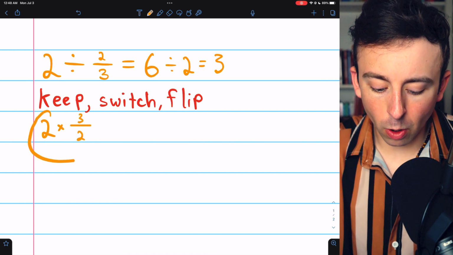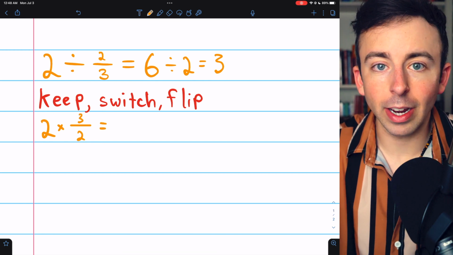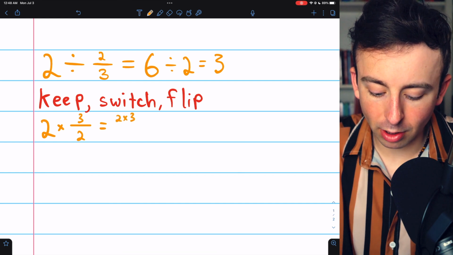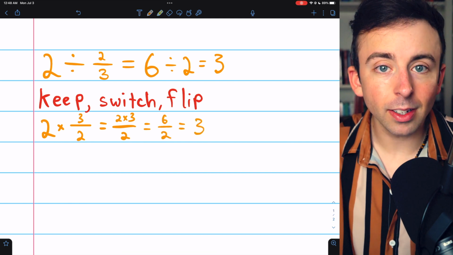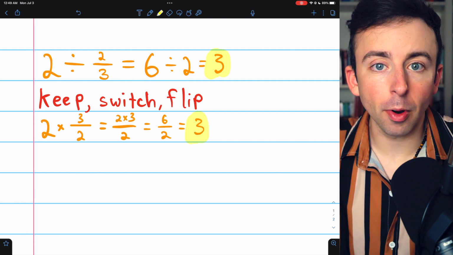Then multiplying a whole number by a fraction is easy. You just multiply up to the numerator. 2 times 3 over 2 is 6 over 2, which is 3. And of course, that matches our original answer. Let's practice with another problem.